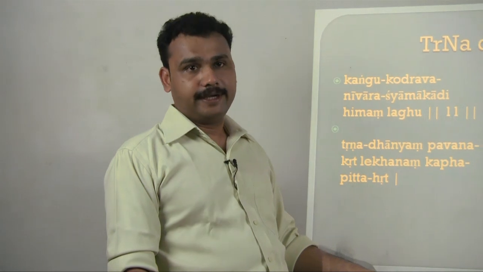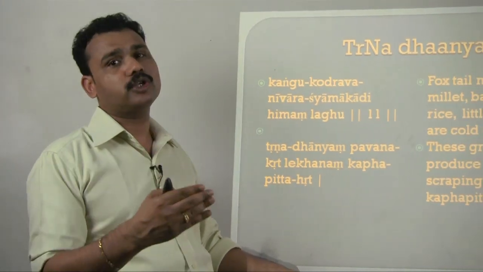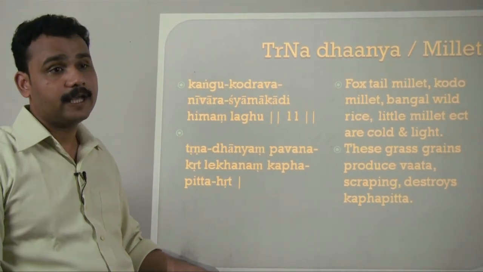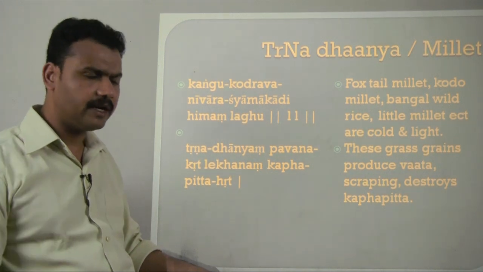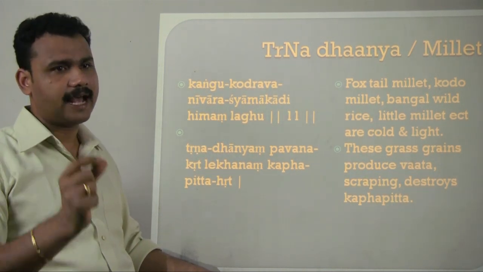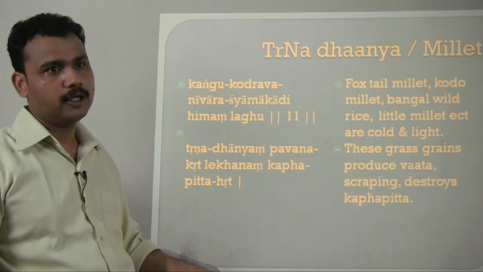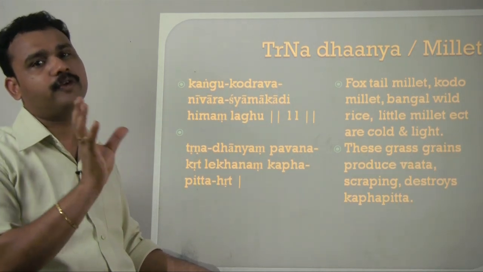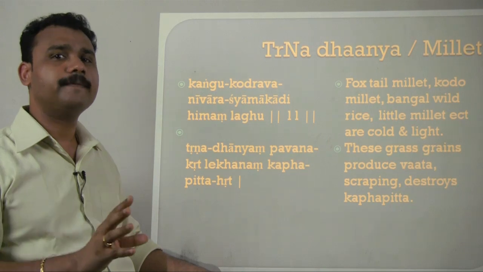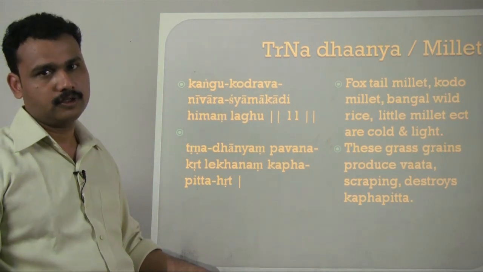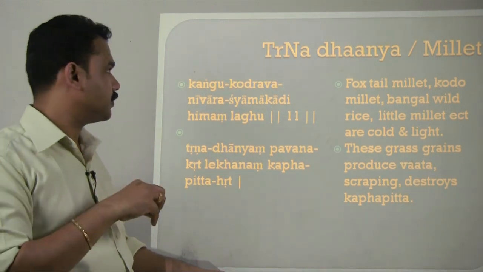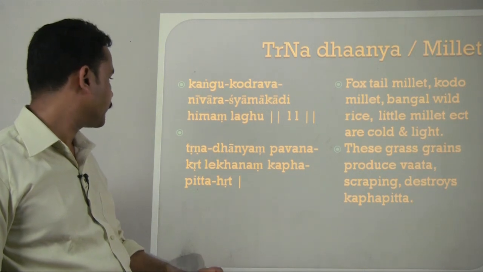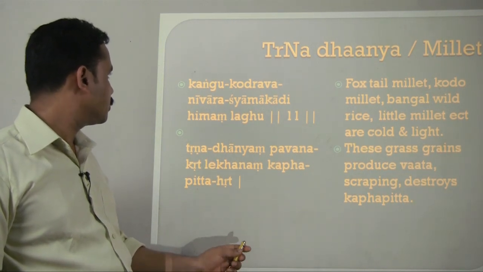Let us go ahead. So we have finished two subgroups of Shali and Vrihi, and we are going for Trinadhanya, that is millet. I have already told Trina means grass and Dhanya means grains. So scientifically, if you go and read the definition of millet, they also say it's a group of grains which are produced by different types of grasses. So grass is the source. And let us see what does Vagbhata say about Trinadhanya. Let us read this sutra.